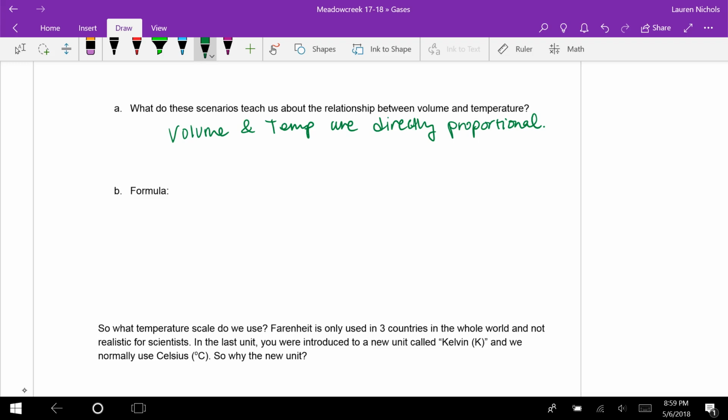And so what this looks like mathematically is that the volume over temperature, V over T, is equal to a constant, that's K.